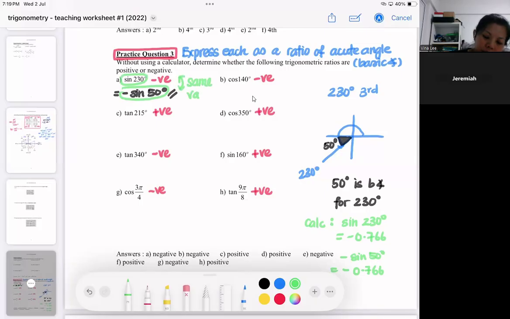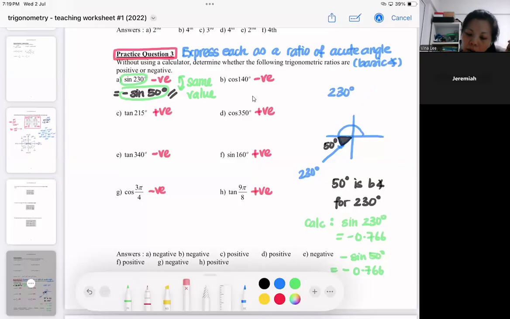Only when they ask you, when they say express each as the ratio of the acute angle. So every angle has a friend, and that friend is the basic angle. That's how part A becomes like this.